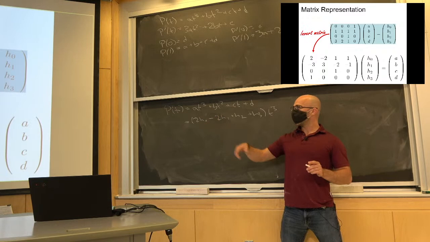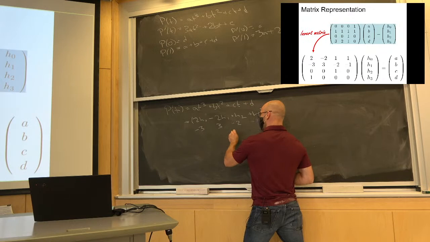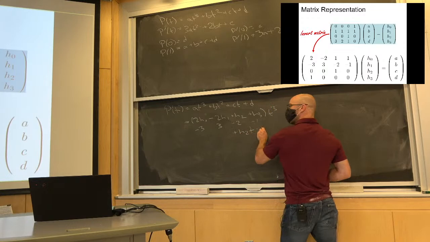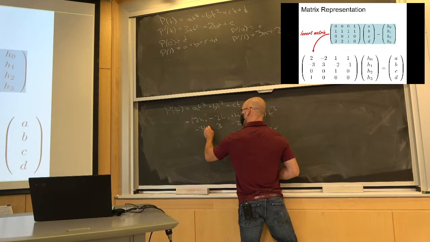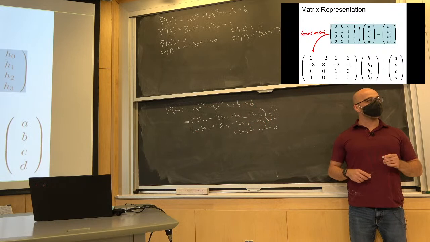And then similarly, we're going to have, I'll just copy it like this, 3 minus 2 minus 1. And then we have just a plus H2T plus H0. So this is... okay. Does everybody agree with me? What I did is I took our expressions for A, B, C, and D, and I plugged them in here.